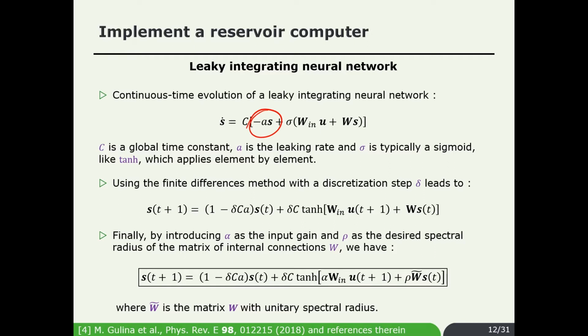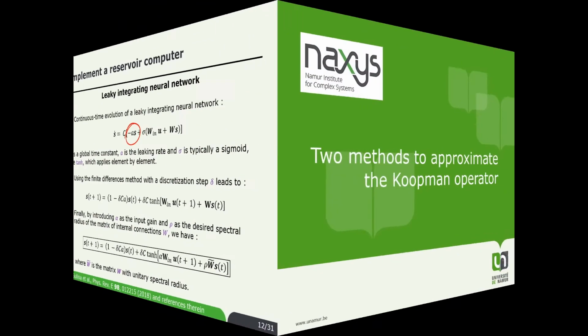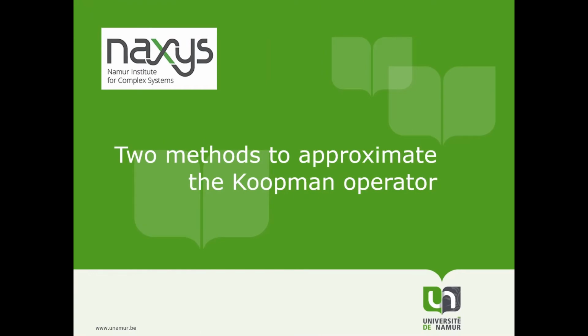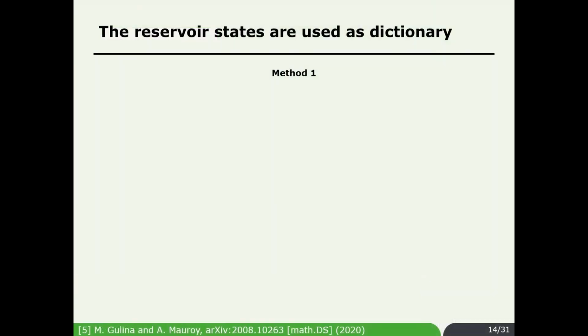All our tools are in place. It is time to use them together to build our two methods to approximate the Koopman operator. The first method we proposed is quite simple. The reservoir states are directly used as dictionary.